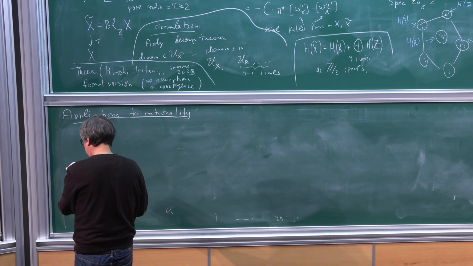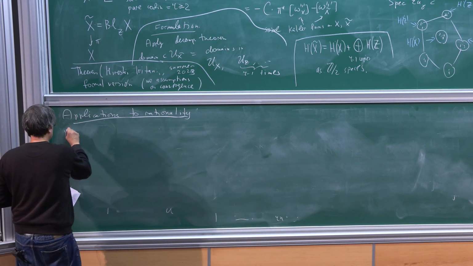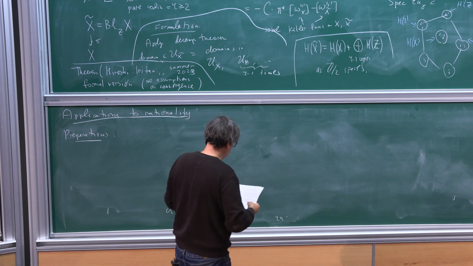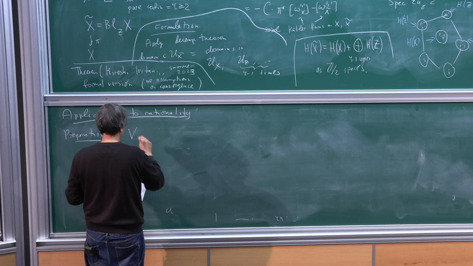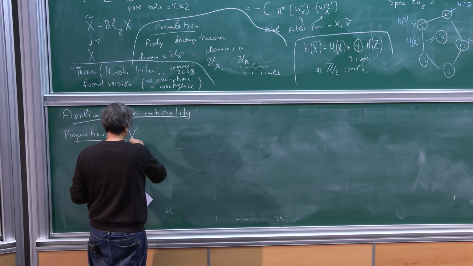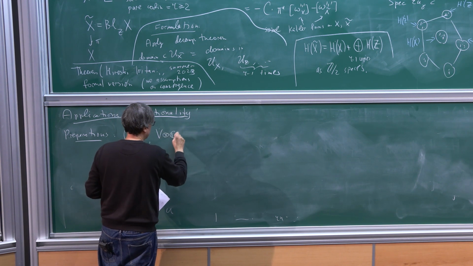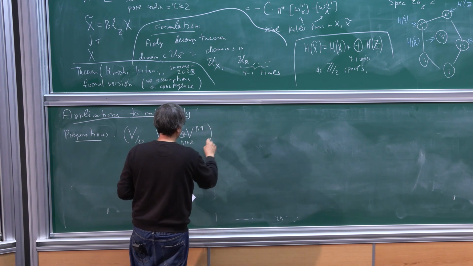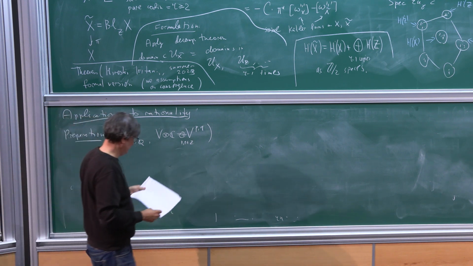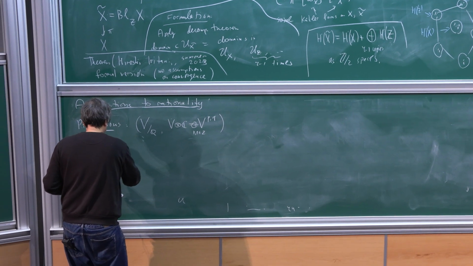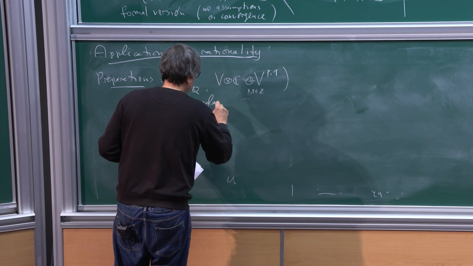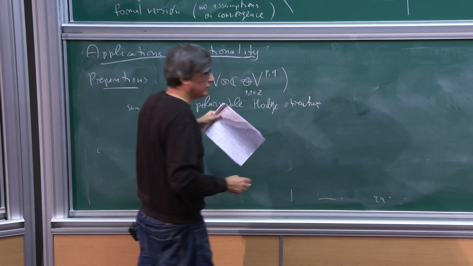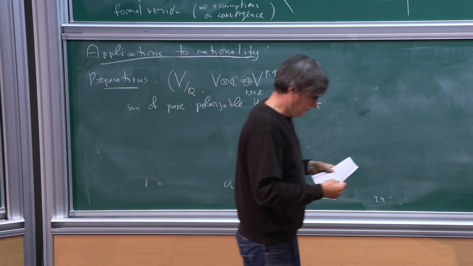The applications are three, but before that I need a little preparation. Let's suppose we have a vector space over Q and a decomposition into a direct sum of pure polarizable Hodge structures. I don't say it's pure because it's a sum of things of different weights. A direct sum of pieces of different weights.